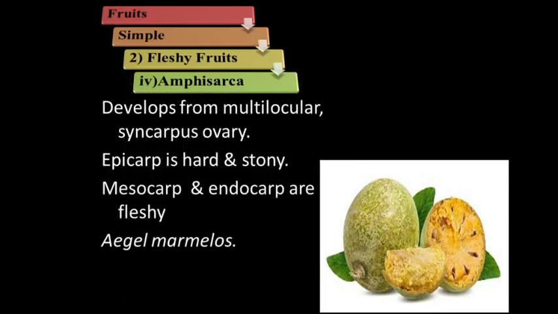Another fleshy fruit is the amphisarca. The amphisarca always develops from the multilocular, syncarpous ovary. The epicarp is hard and stony, and the mesocarp and endocarp are fleshy and juicy. This is Aegle marmelos, which is also known as the wood apple. The outermost is the epicarp, which is hard and stony, and inside are the mesocarp and endocarp. The mesocarp is juicy and fleshy, and the endocarp contains the seeds. These chambers are the parts of the endocarp.